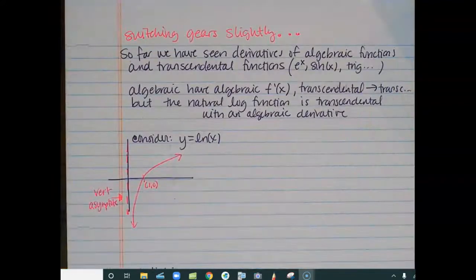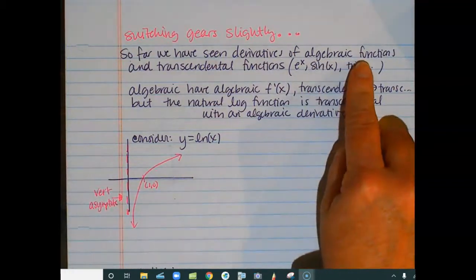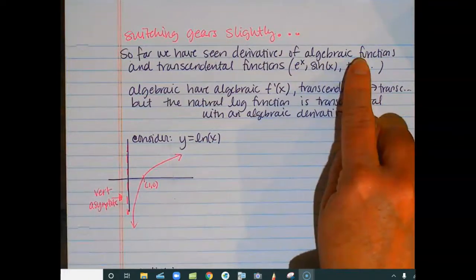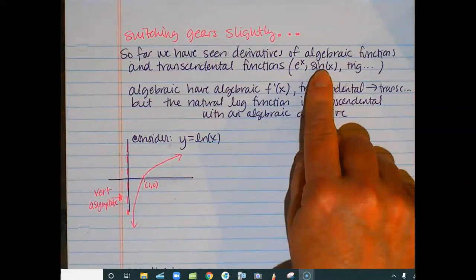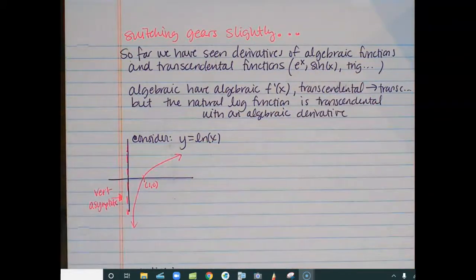Okay, we're switching gears slightly. We're going to see one more function that we're going to take the derivative of, and I've already written this out for you. So far we have seen derivatives of algebraic functions and transcendental functions. Algebraic functions would be like x to the 4th or the square root of x squared, that's just x, the square root of 4x plus 2x plus whatever with composite rules. So algebraic functions like polynomial functions and square root functions. And then transcendental functions, we've learned e to the x, sine, cosine, all the other trig functions.